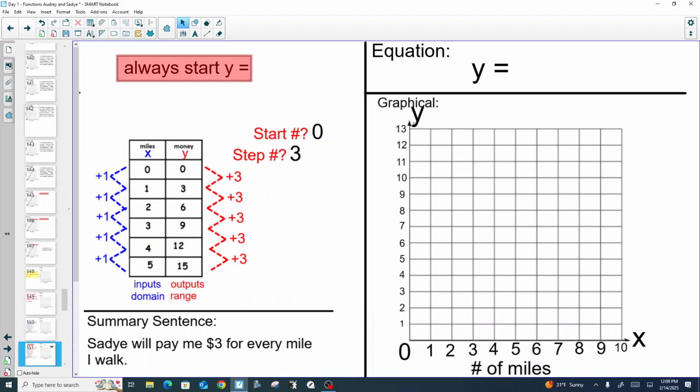Let's use our start and step number for the equation. So we always put down y equals, right? What did we put in front of the x?